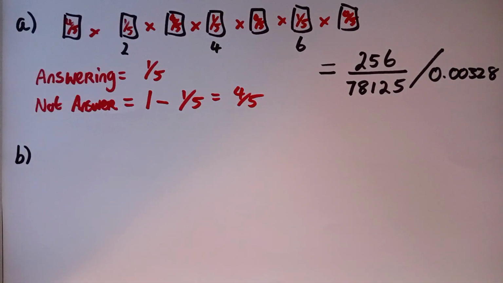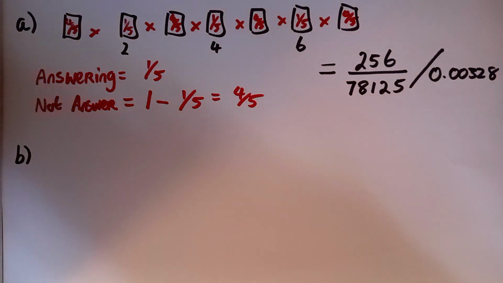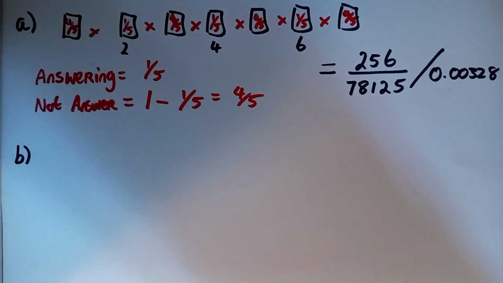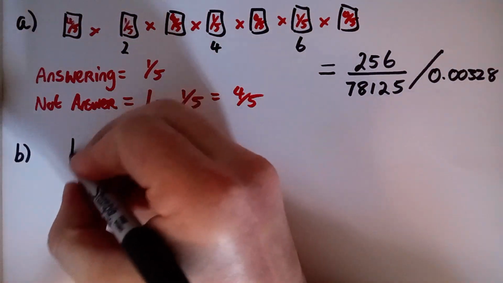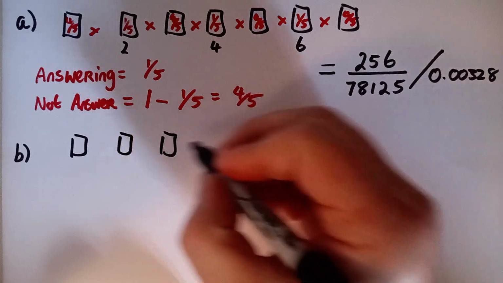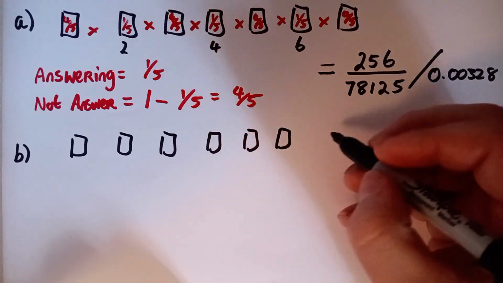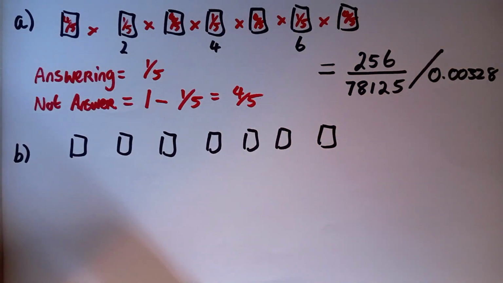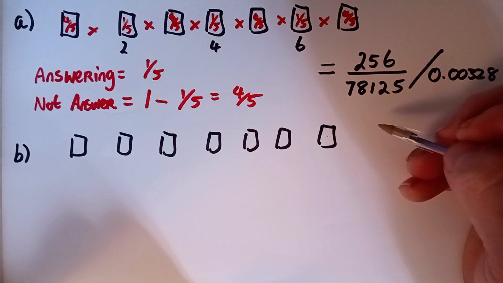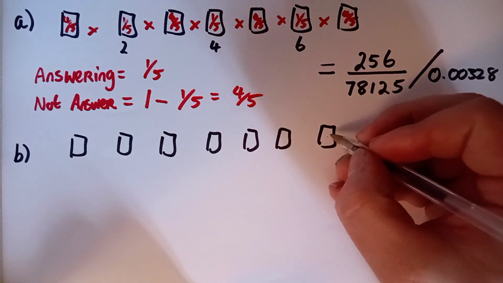Part B. For part B, we're asked to find the probability that she will answer the phone for the 4th time on the 7th day. Whenever you're answering a probability question where there's no specific order needed, the only specific thing we know is this. I'm just going to put my placements again: 1, 2, 3, 4, 5, 6, 7. We only know that on the 7th day, the phone must be answered.